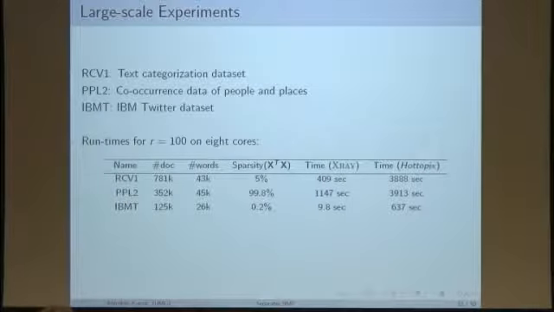And you can see that on PPL2 we are about 3 times faster than HotTopics, and on Twitter data, which is very, very sparse, we are around 60 times faster than HotTopics. So we have a scalable algorithm that can be practical. And you get a lower error. We didn't look at the factorization error here. It's just the running time for recovering 100 topics.